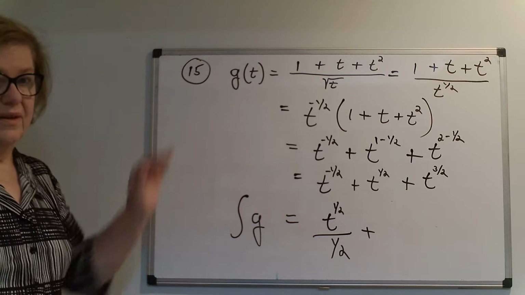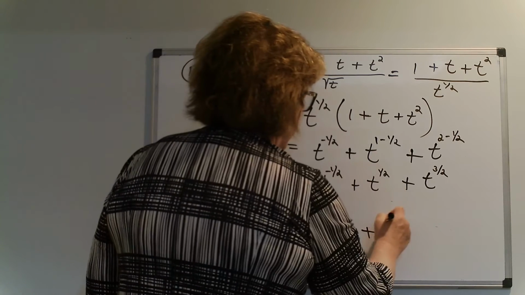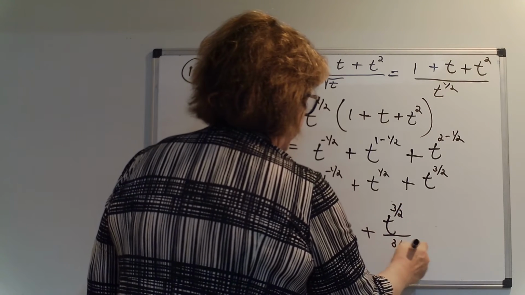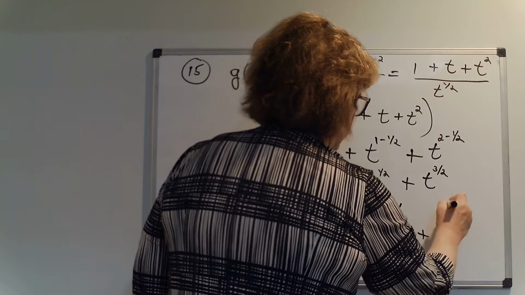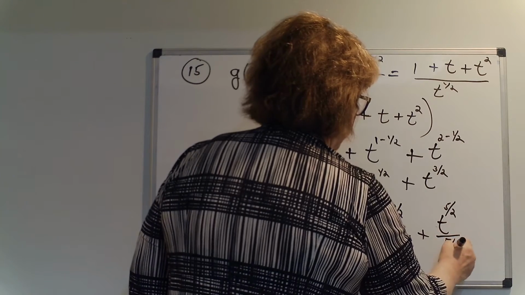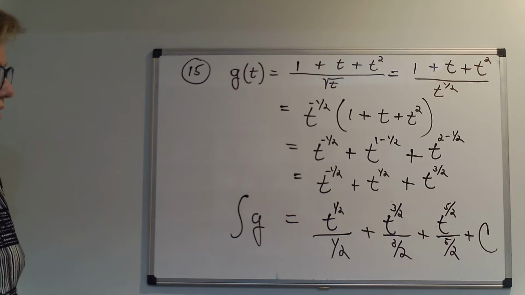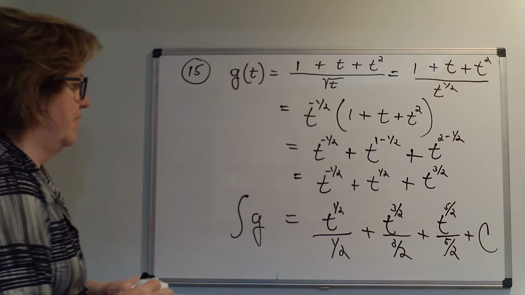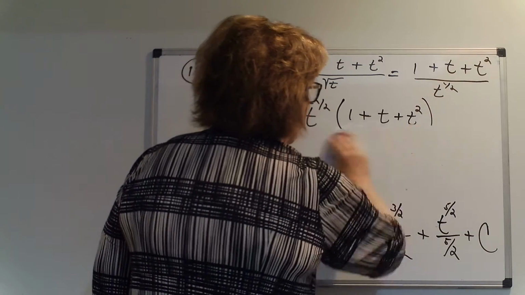I add 1 and divide. Here I add 1 and divide. Here I add 1 and divide. And then I have to add a constant. That looks nasty. We've got to simplify that a bit.